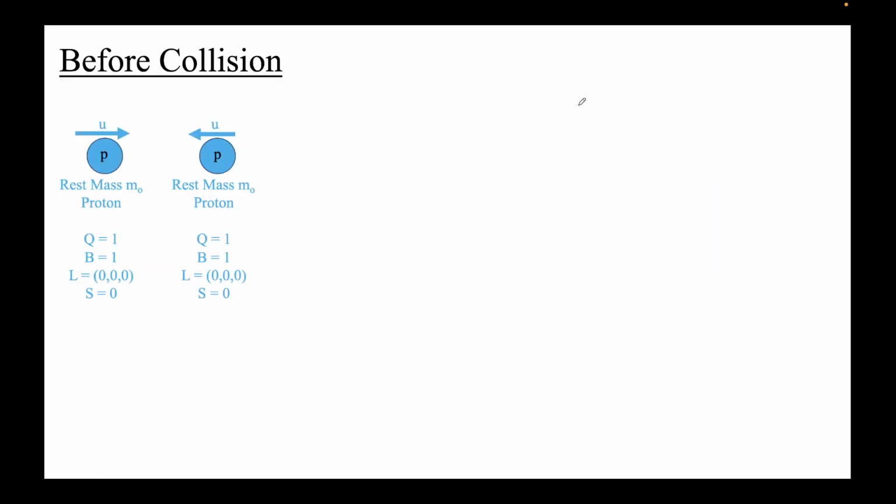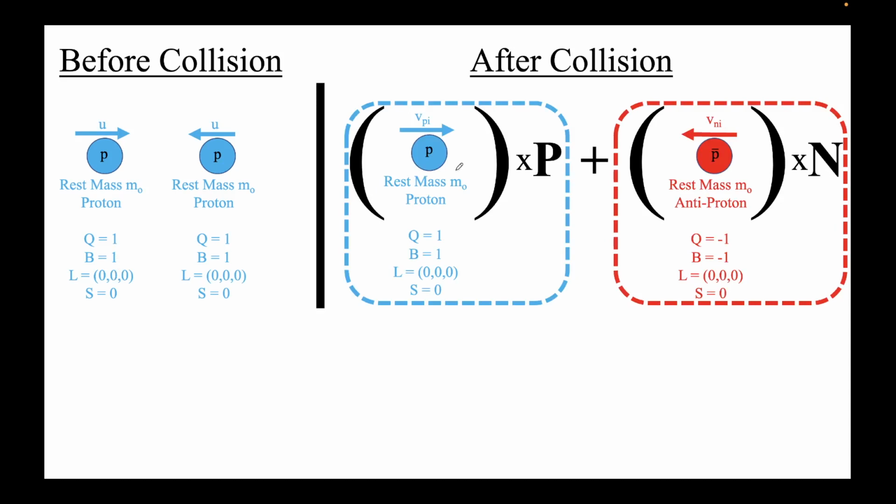So this was the picture that was given to us. Before collision there were 2 protons which are coming towards each other at, let's say, speed u. So these are their entities, these are their properties that we saw earlier. And so after collision we'll assume that p protons are produced and n antiprotons are produced. So the first law, rather the zeroth law, is that the charge must remain conserved.